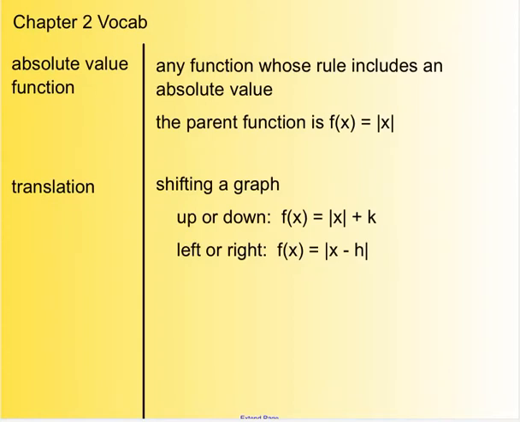So first of all, a definition of an absolute value function is pretty self-explanatory. It's a function with an absolute value. Couldn't figure out how to define it without using those terms. The parent function. A parent function is the simplest form of any equation. So the simplest form of an absolute value is absolute value of x.